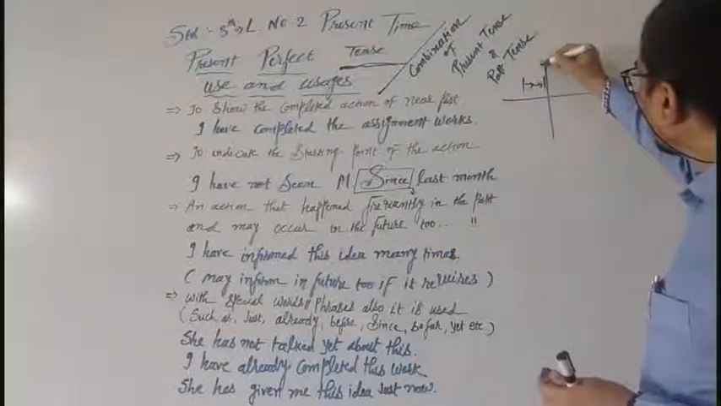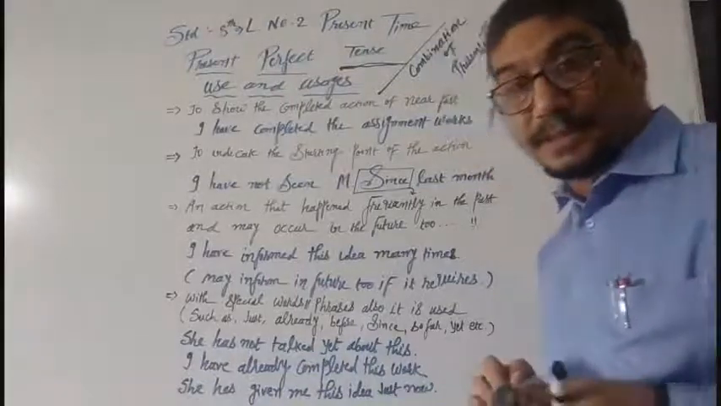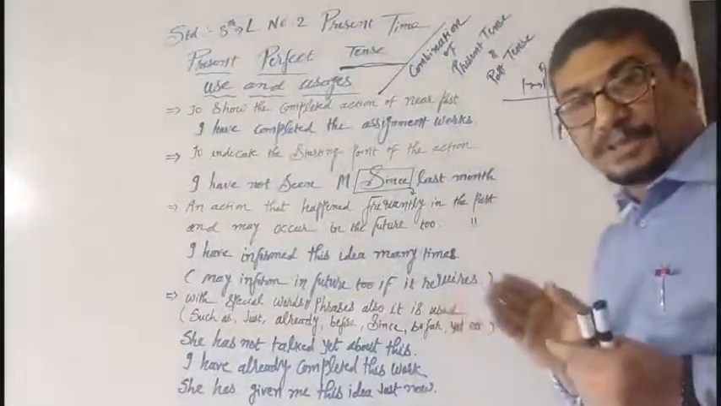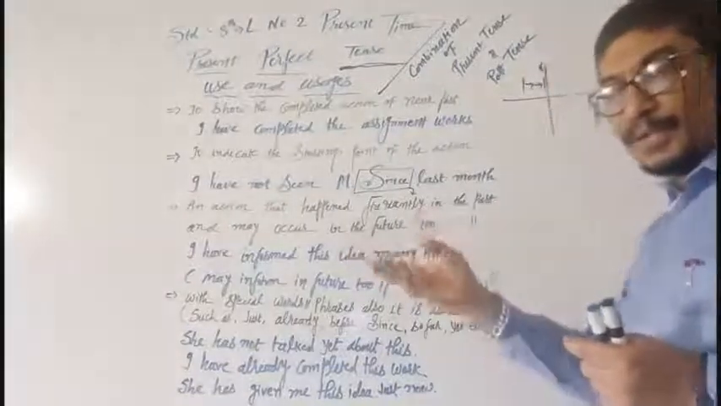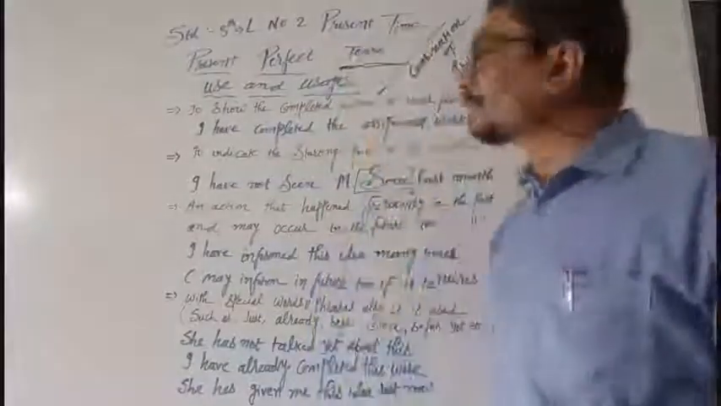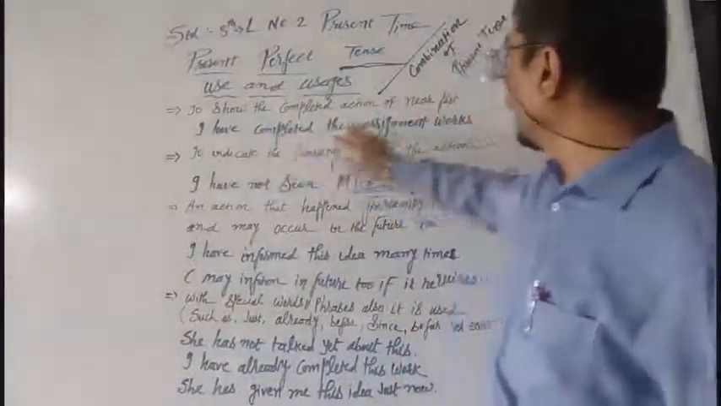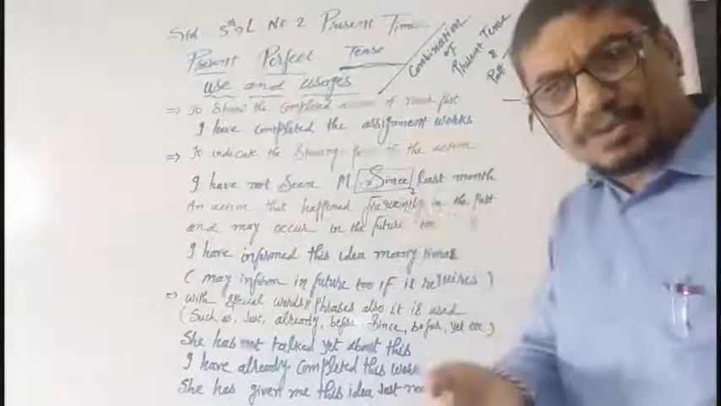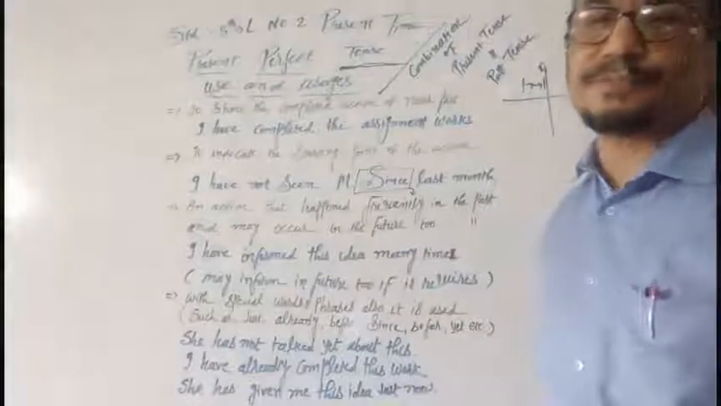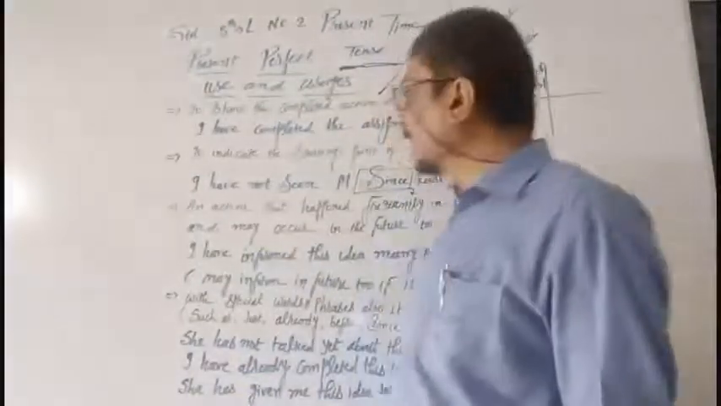In near past, just before the present. If it is completed in near past, you can explain that action in present perfect tense. To show the completed action of the near past: I have completed this assignment work. I completed it just 5 minutes ago. Near past. Got the idea?